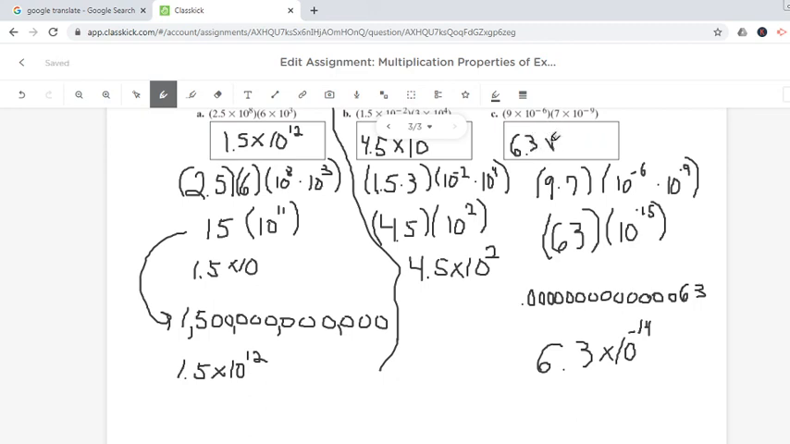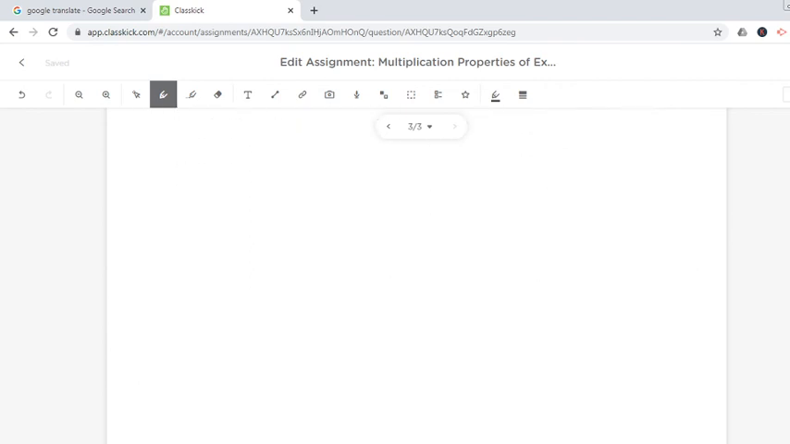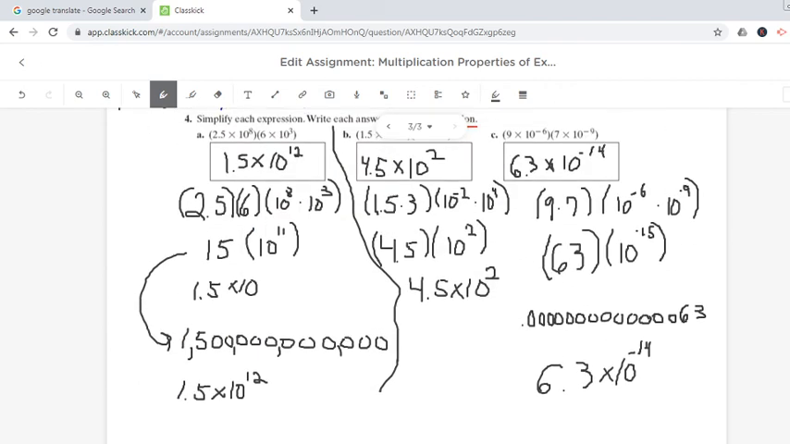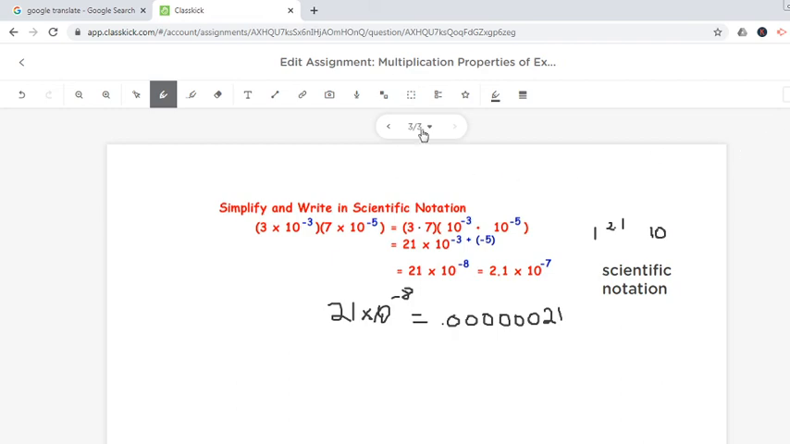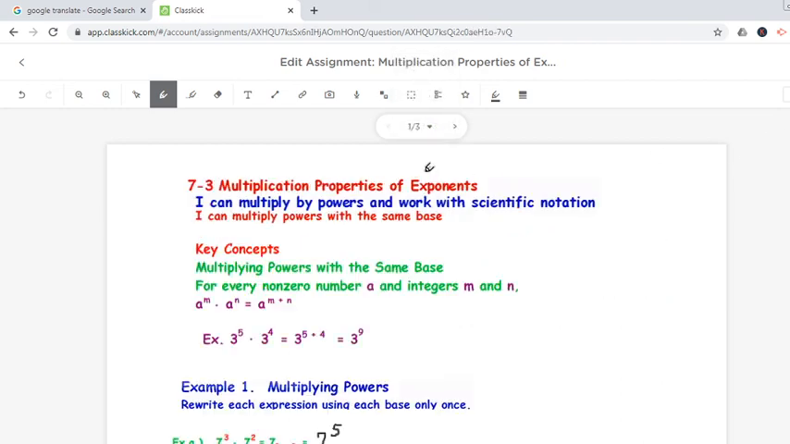6.3 times 10 to the negative 14. Okay, and that is it. So that is it for the multiplication properties of exponents. Have a good day.